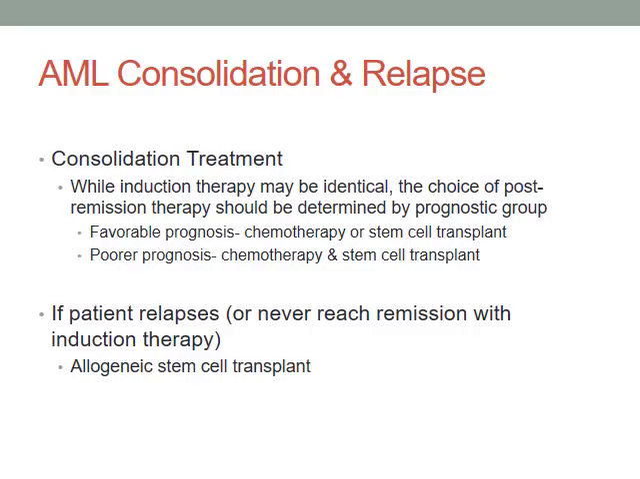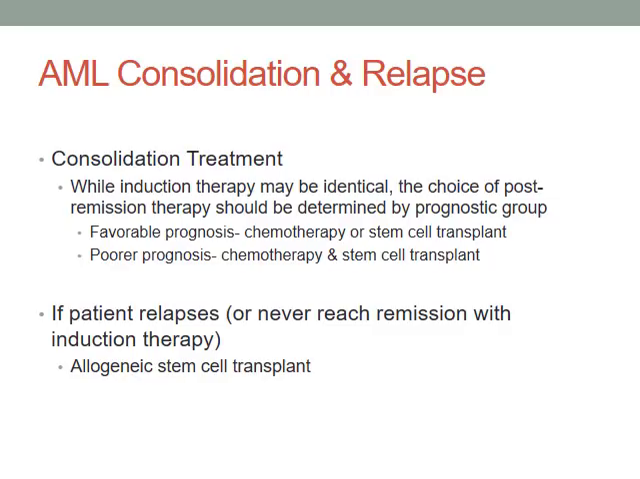There's often a consolidation treatment done for patients. So they'll have reached remission and then they'll have another therapy to try and remain in remission and keep them from having a relapse. If a patient has a favorable prognosis, they will have either a chemotherapy or a stem cell transplant for their consolidation. And if a patient has a poor prognosis, they're more likely to have both chemotherapy and a stem cell transplant done in the consolidation phase.